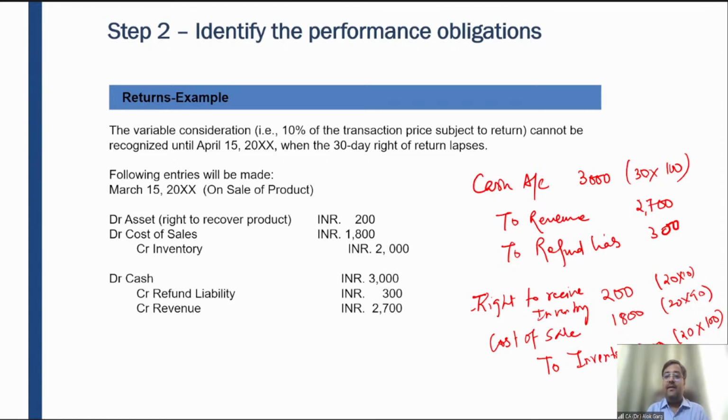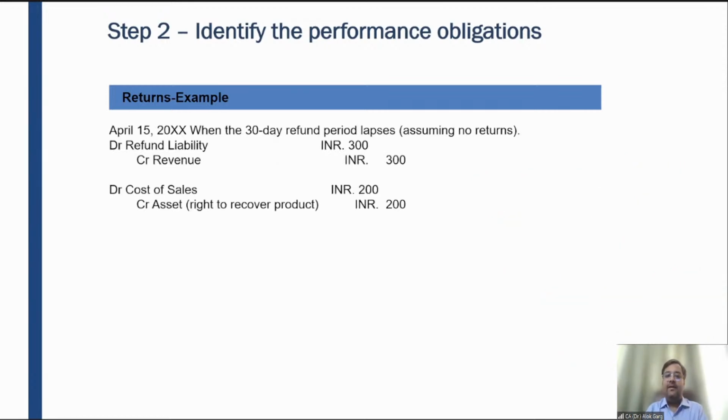In that case, friend, you are having two things. One is refund liability, and the other is the right to recover inventory asset. Then what you will do? You will reverse this entry, right? You will debit refund liability by 300 rupees. You will credit revenue by 300 rupees. Likewise, you will credit the right to recover asset by 200 rupees and you will debit cost of sales by 200 rupees. Right?